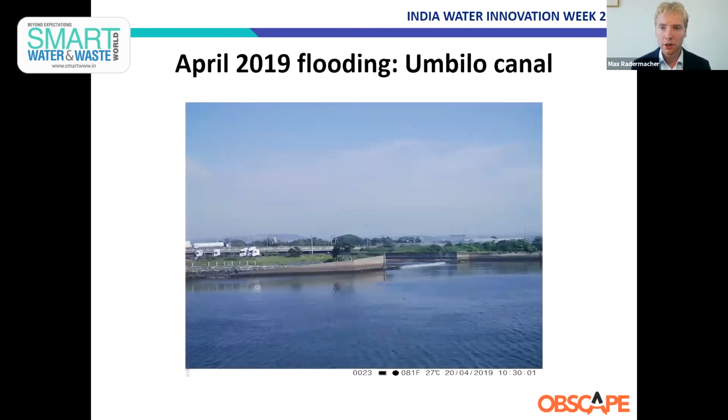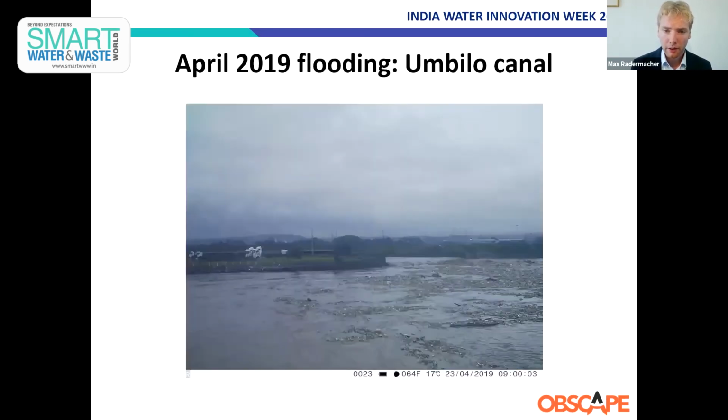Then this is Umbilo Canal in the back of the Durban Harbour. Again, this is what it looks like under normal circumstances. Next slide. And then this was during the storm, and this imagery is also taken from one of our time-lapse cameras, and you can see the huge amount of debris that washed out of this canal, and that, as you saw on another picture at the start of the presentation, ended up in the harbour as there's a lot of debris and a lot of plastic and other trash floating around. Next slide.